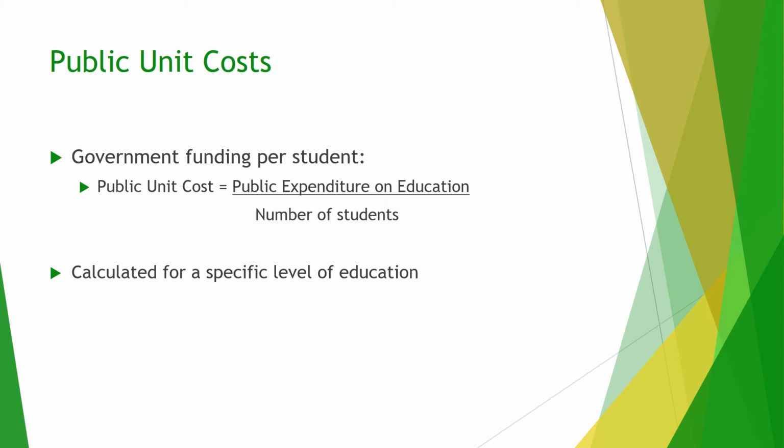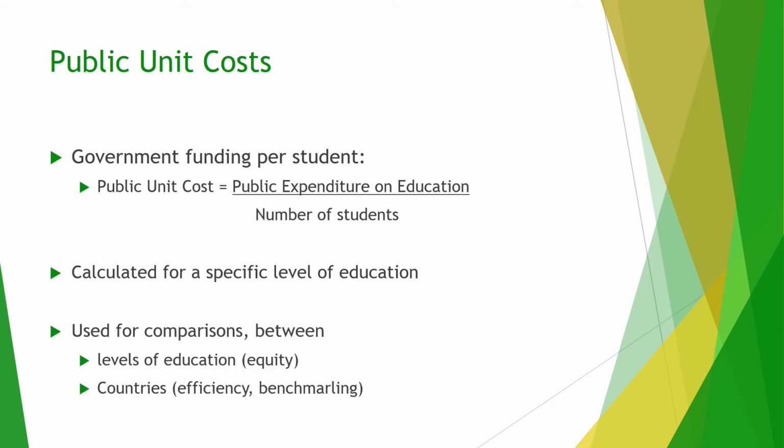In practice, we analyze this indicator by education level, considering that the public unit cost for the whole education system, all education levels together, does not make much sense and does not provide much information. But we decompose this by education level, and this allows us to make comparisons, to compare those different education levels in particular and see which education levels are the most costly per student. And it can also be used for comparisons between countries.